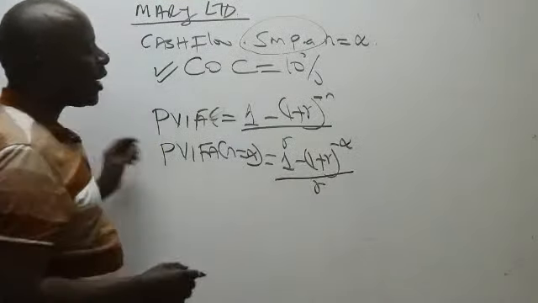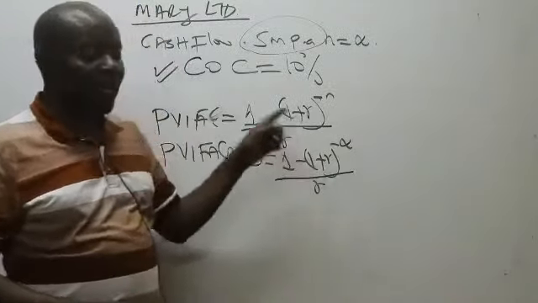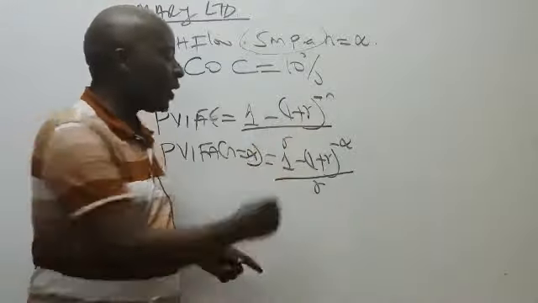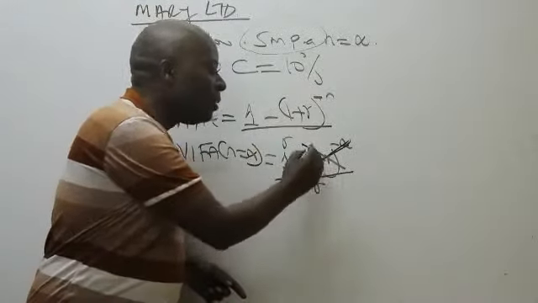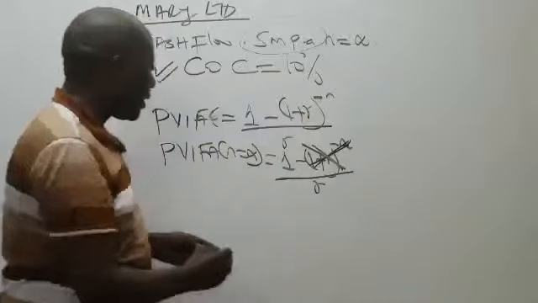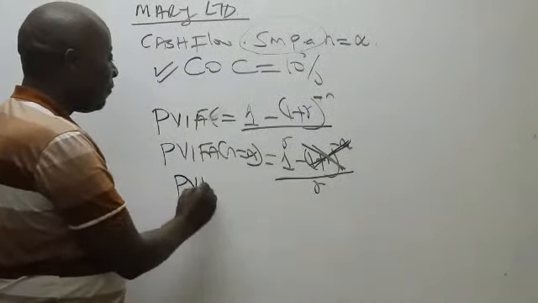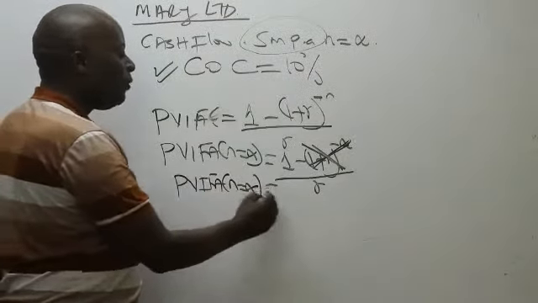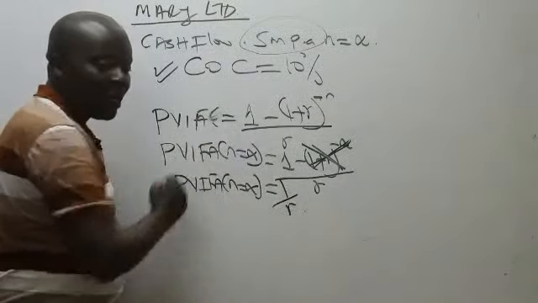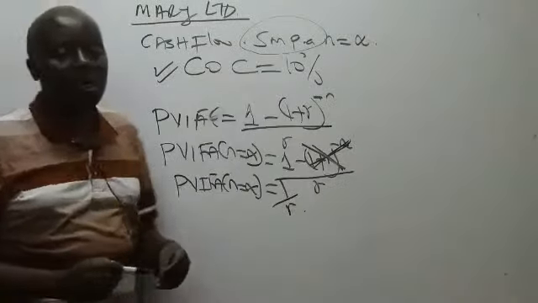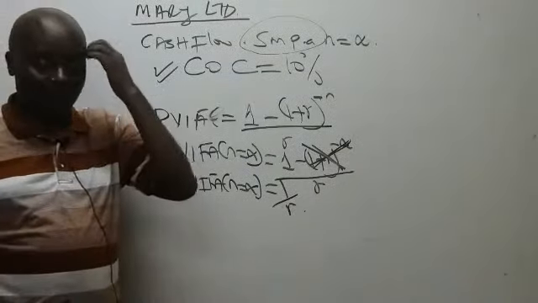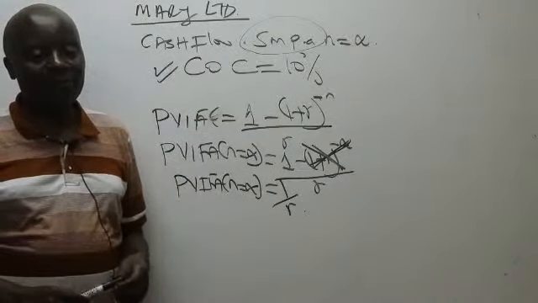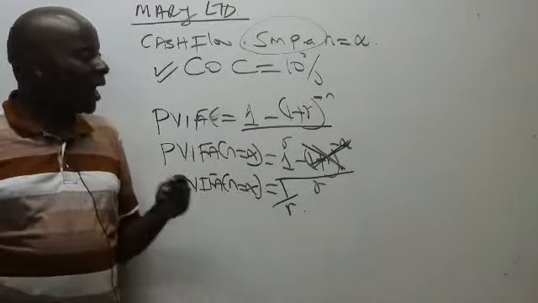Of course, you and I know that anything that is raised to a negative infinity, this term here will disappear. Meaning that PVIFA, whenever N is so large, will always be obtained by taking 1 over what here, somebody? Taking 1 over R. I love this.